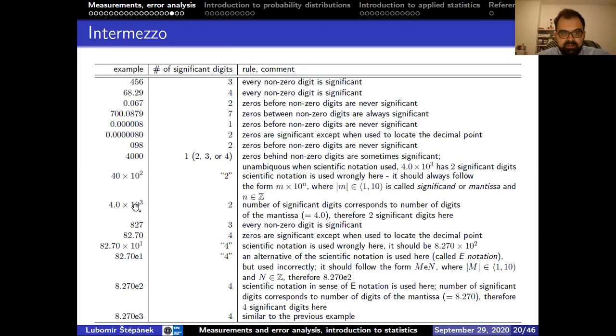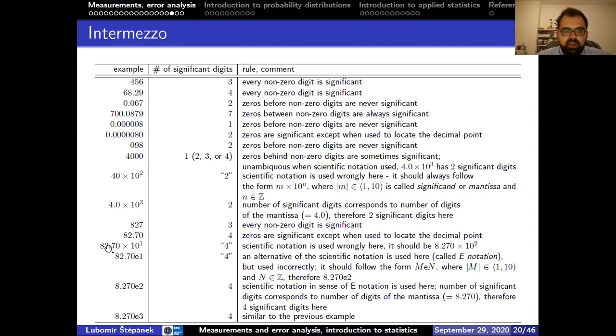The proper way how to do it is the next line. 4.0 multiplied by 10^3. This is okay, because the mantissa is between 1 and 10. These numbers are equal, why not? And there are 1 and 2 digits, so these two are significant. 827, three zeros, I think, no problem here. 82.70, all of them, because you know that I'm starting at the first non-zero digit from the leftmost and going to the rightmost digit, regardless of whether the rightmost digit is a zero or a non-zero digit. So 1, 2, 3, 4, 4, 0, 5, 5.